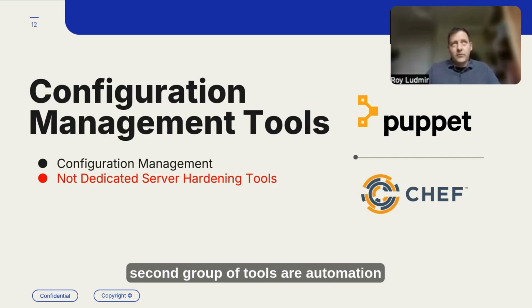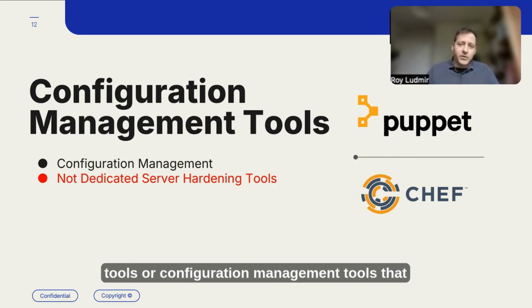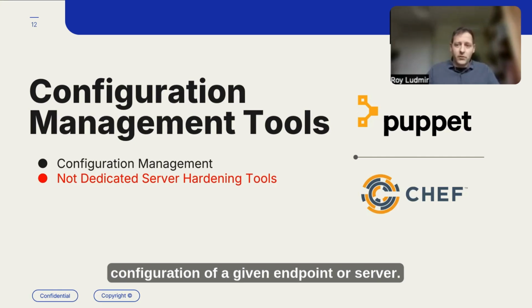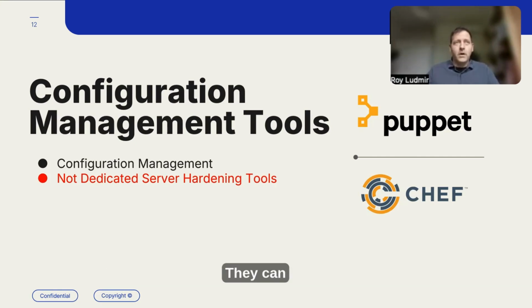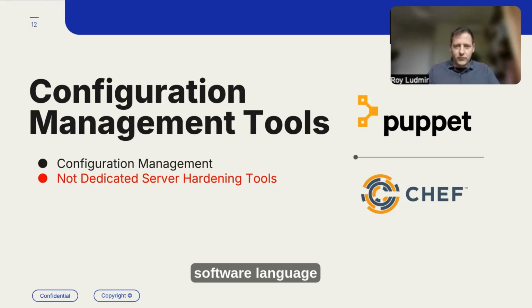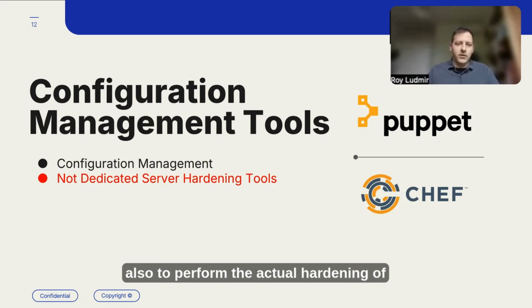The second group of tools are automation tools or configuration management tools that have the capability to control the configuration of a given endpoint or server. Okay, they can push some script through an agent. It can be cookbooks with Chef or any type of automation runbooks that are performed using usually a dedicated software language with this type of tools. And potentially they can be used also to perform the actual hardening of servers.